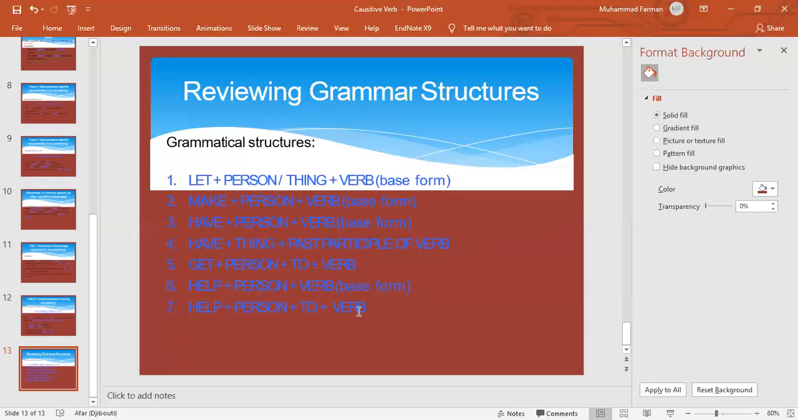जब भी हम causative verb की बात करते हैं, तो we have most common five causative verbs: let, make, have, get, and help. And these are the causative verbs that utilize the person, and they also utilize the base form of the verbs.